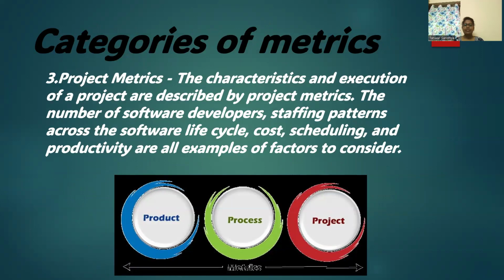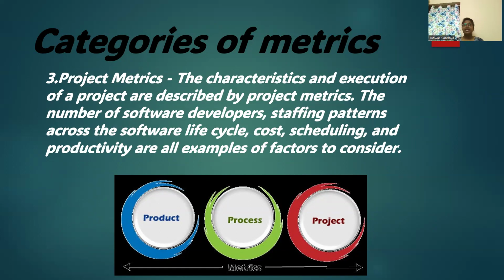The third one is project metrics. The characteristics and execution of a project are described by project metrics. The number of software developers, staffing pattern across the software lifecycle, cost, scheduling, and productivity are all examples of factors to consider. Project metrics show the characteristics and execution of the project, and they also develop the software process and staffing pattern.